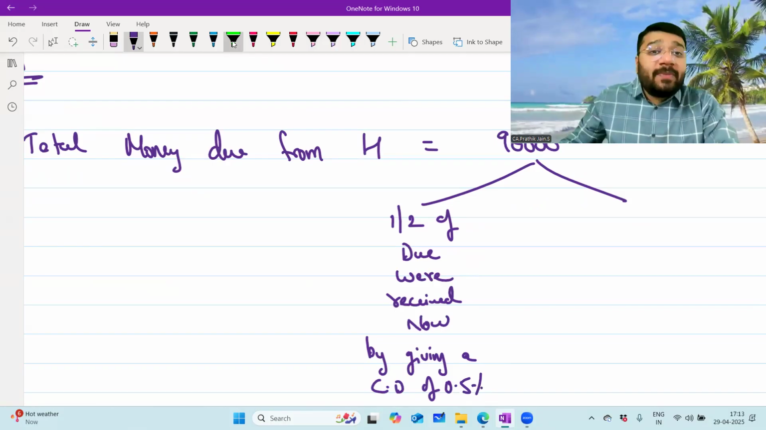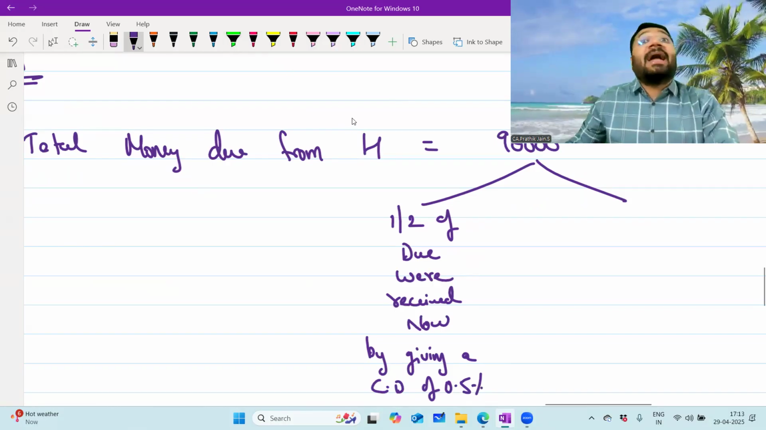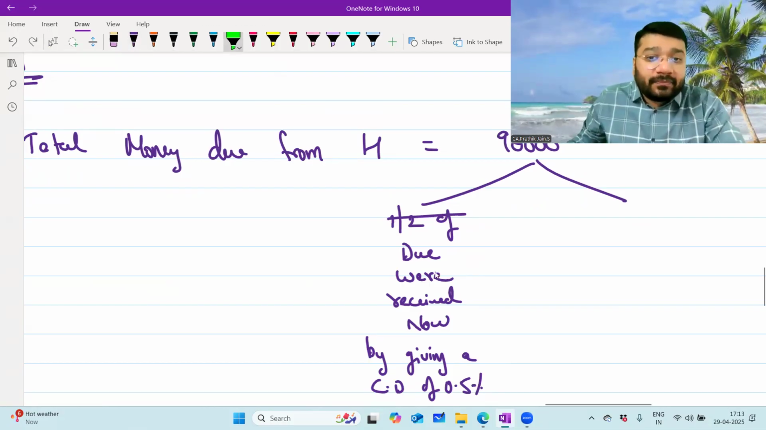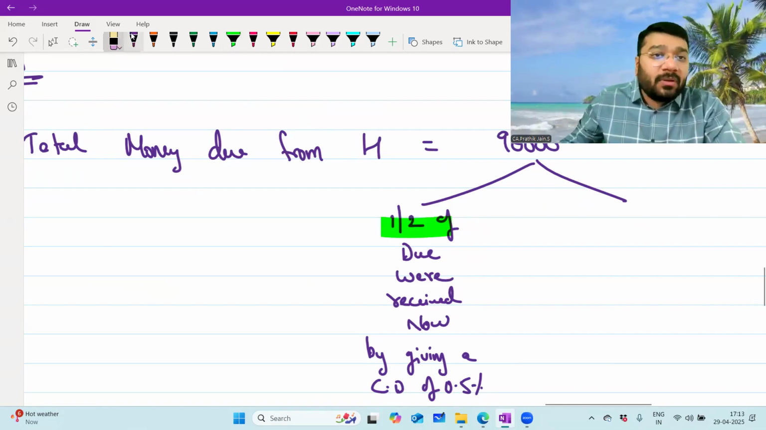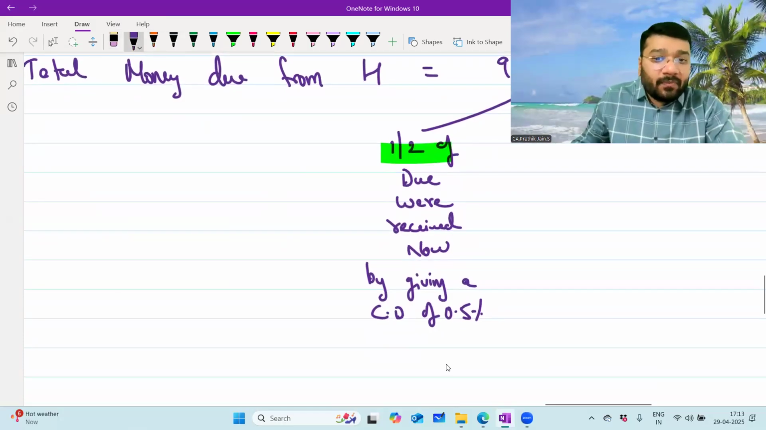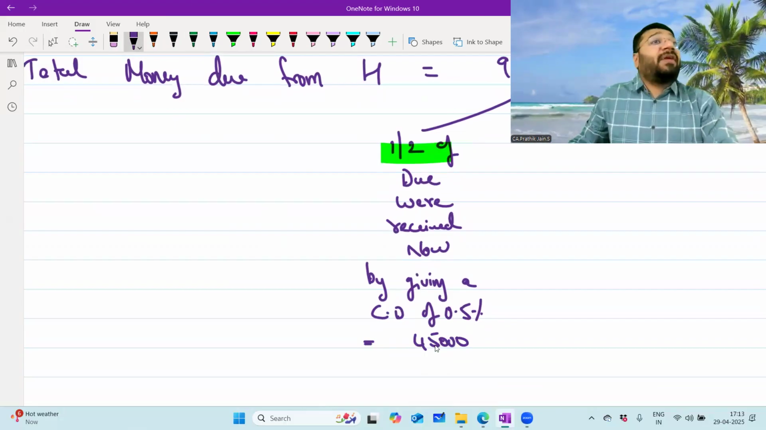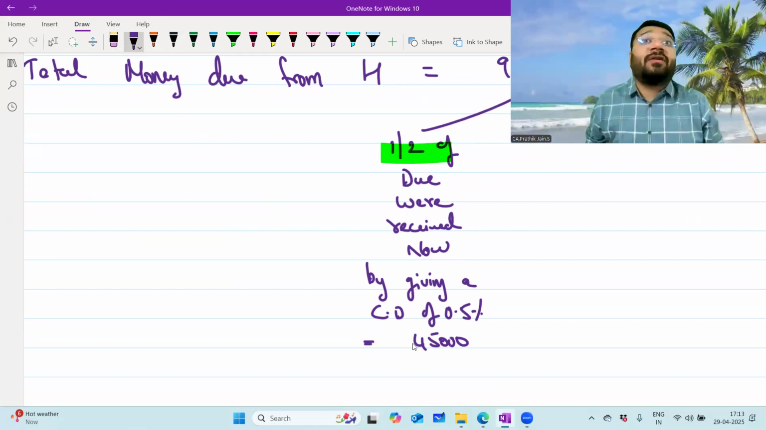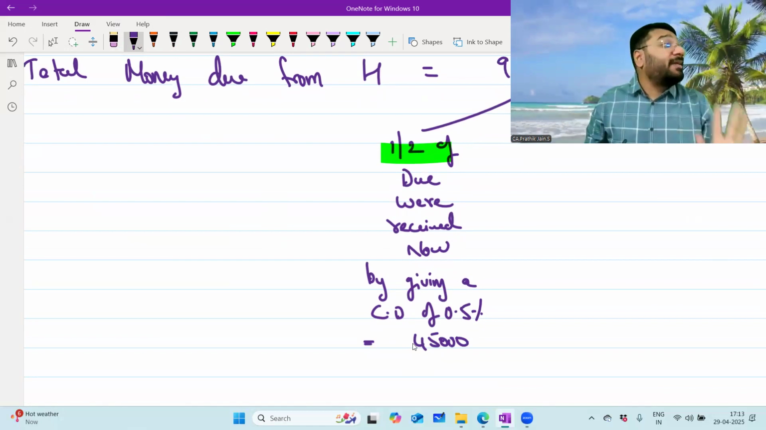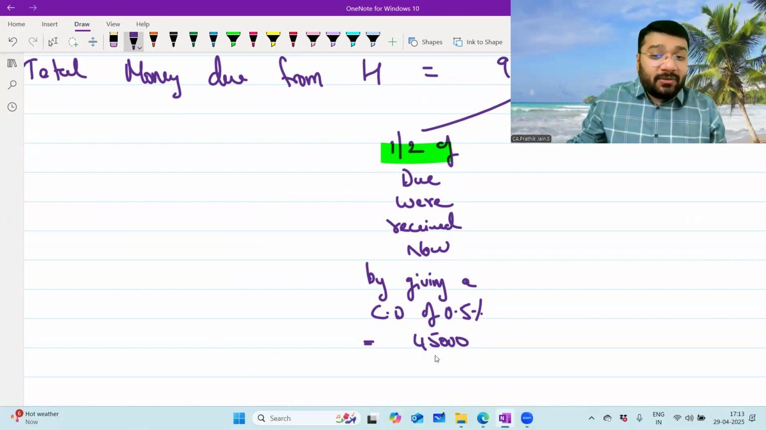Understand? How much money totally we are supposed to receive from H? 90,000. In that, he is paying half of the due now. Half the due is paying now. How much is it? 45,000. And this 45,000, are you getting the full amount? No. To get this 45,000, you have given an offer. What offer was yours? If you're giving me money now, I'll give you 0.5% cash discount. So this is your cash discount.